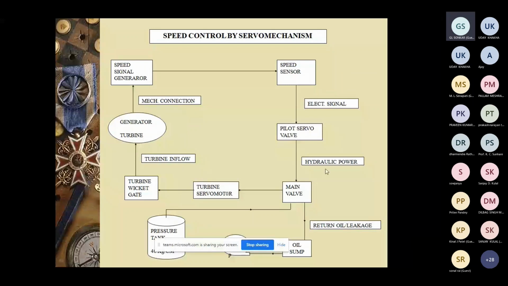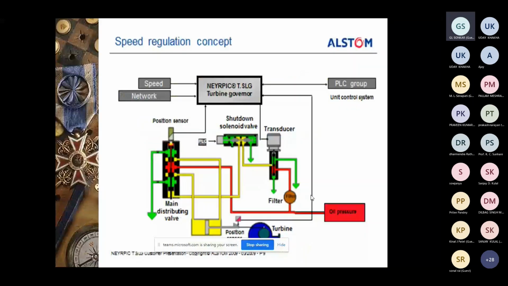Speed regulation concept. You can see these are my main distribution valves. Then you have speed sensors and position sensors. There is a pilot valve, main distributing valve, and pilot solenoid valves. When do you need the solenoid valve? When there is a fault in the control system. Suppose when there is a fault, our intention is that your governor should close the guide vanes. But suppose there is a problem in the control.